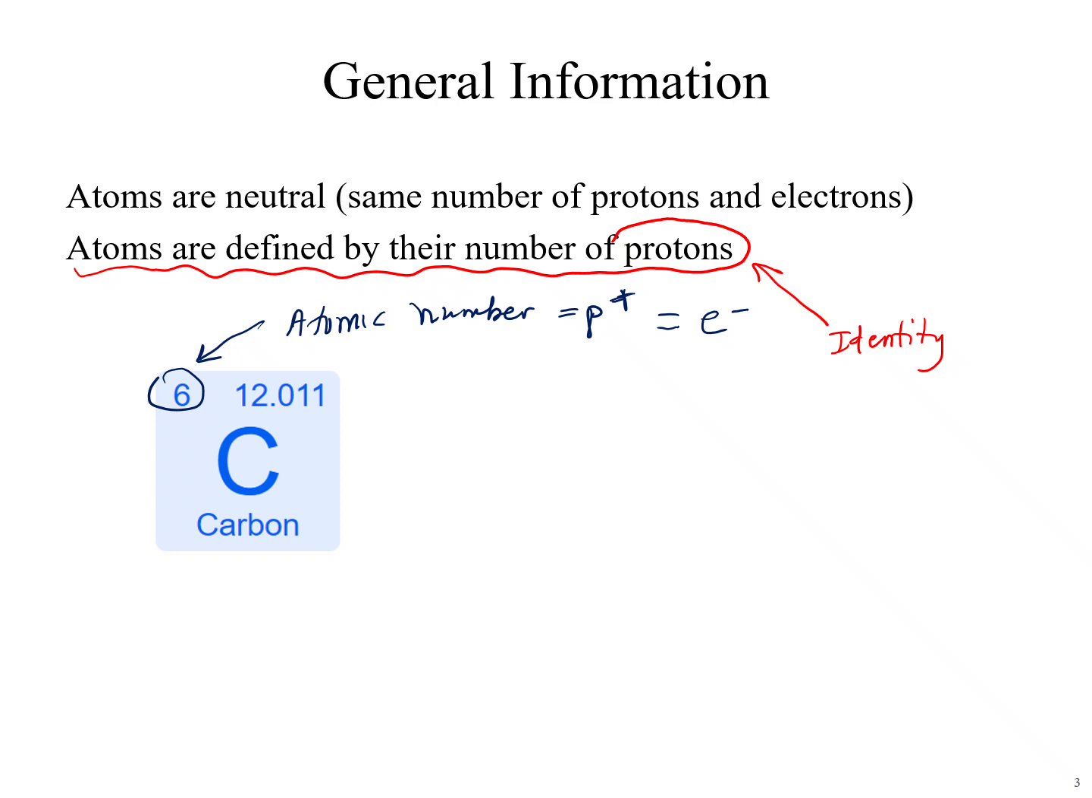Now, out of the 3 subatomic particles, we can have atoms of the same element with different number of neutrons or with different number of electrons. But atoms of the same element will always have the same number of protons.